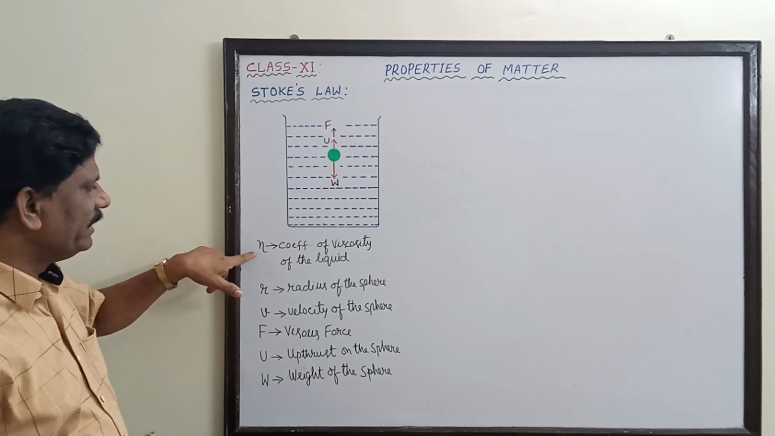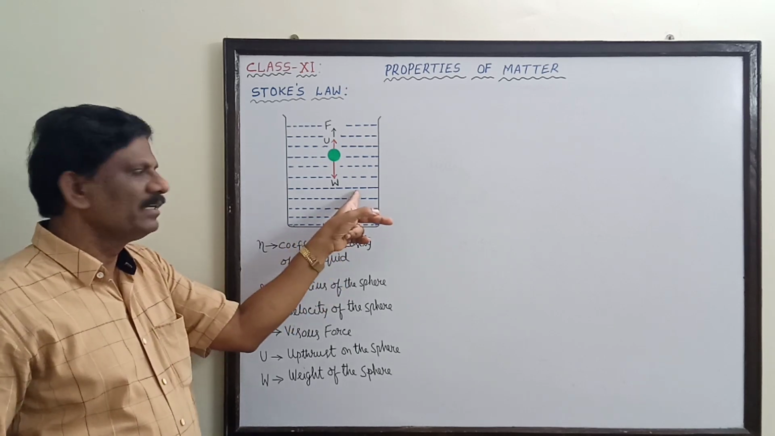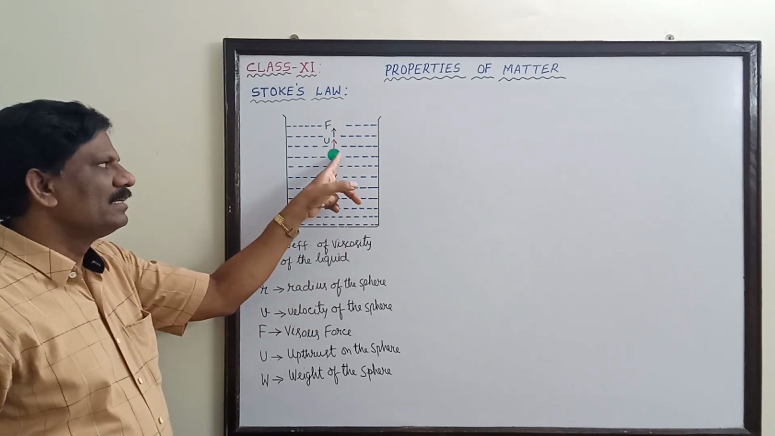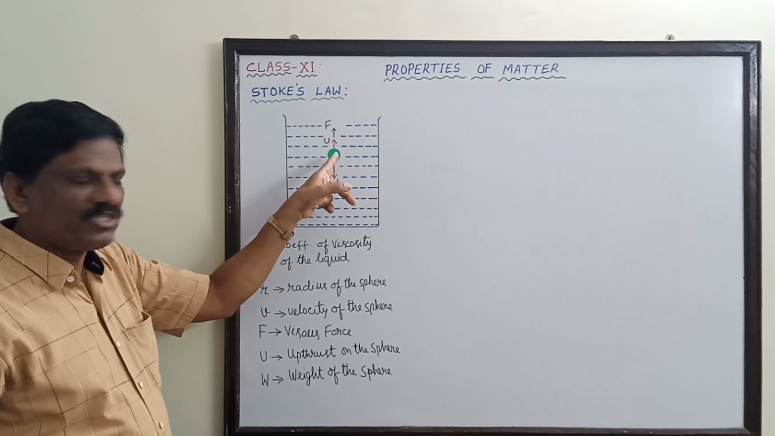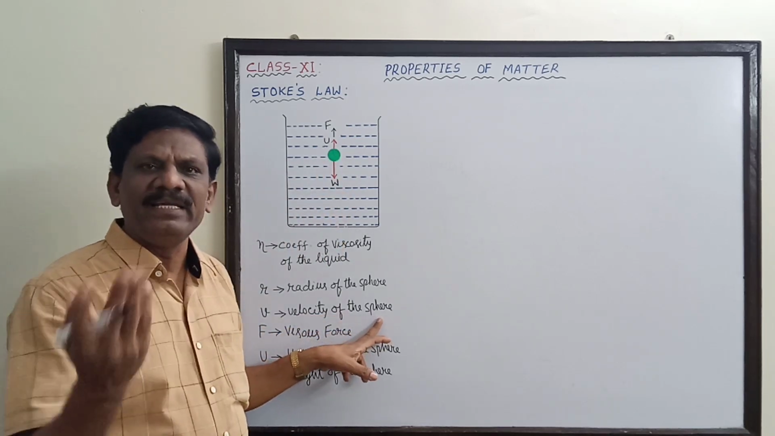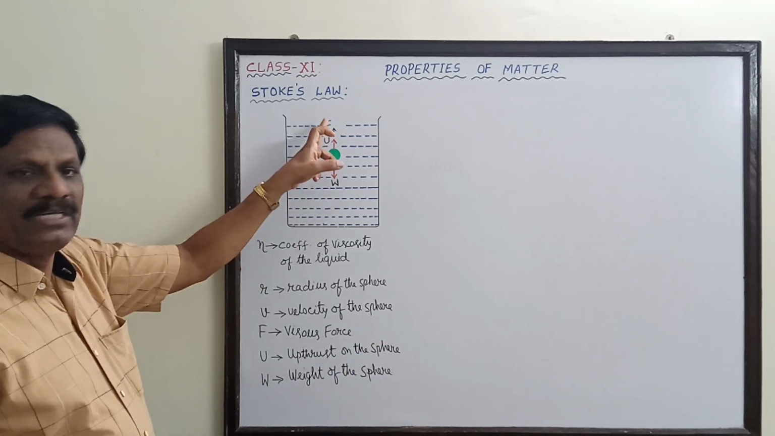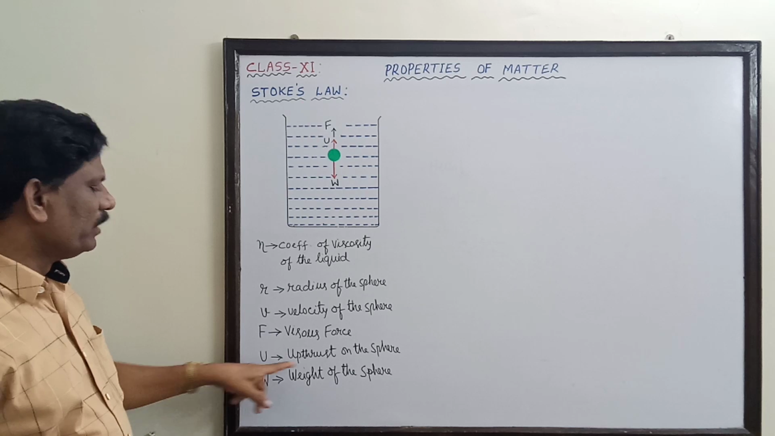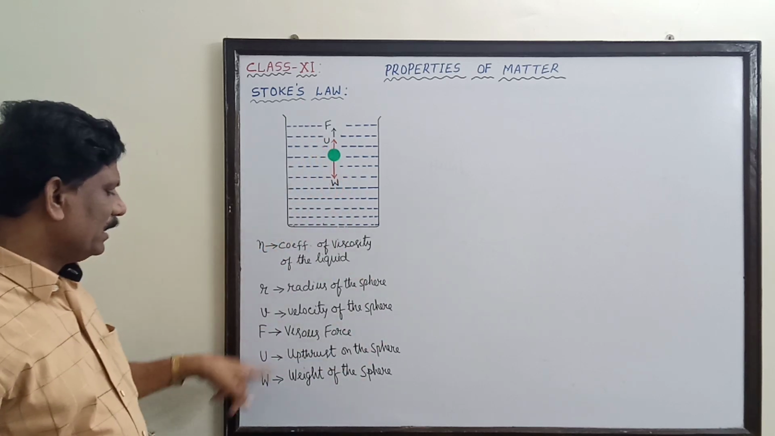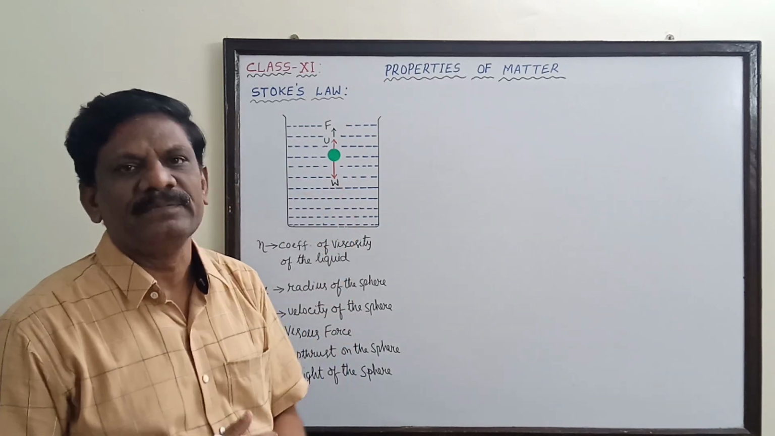Now you can see what are the terms we are going to use in this derivation. First, eta. Eta is what? The coefficient of viscosity of the liquid taken in the container. Then R is the radius of the metallic sphere which is dropped inside. And V is the velocity of the sphere at any instant of time. F is the viscous force acting upwards. U is the upthrust acting on the sphere, that is also upward. And W is the weight of the sphere which is acting in the downward direction.